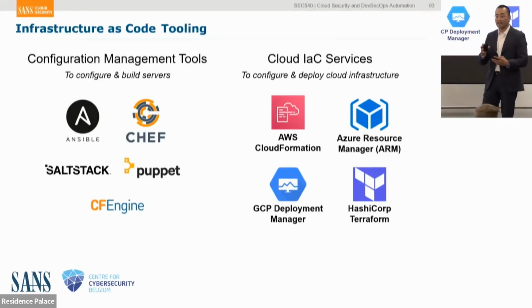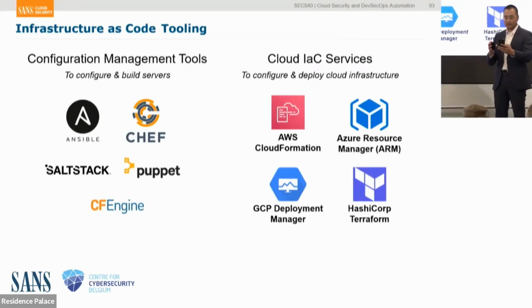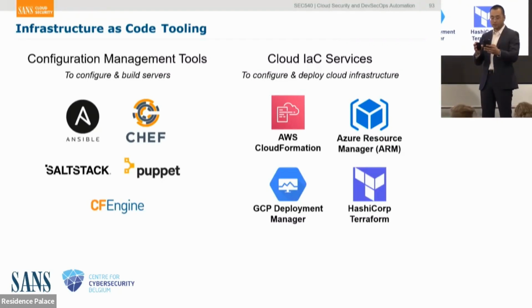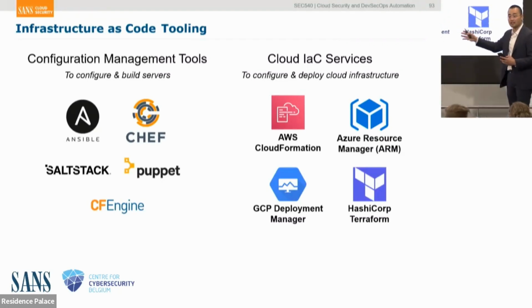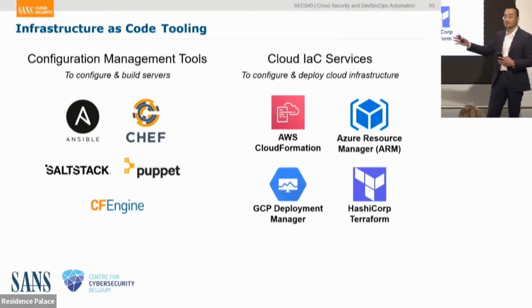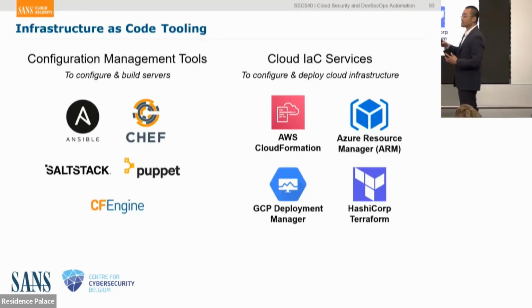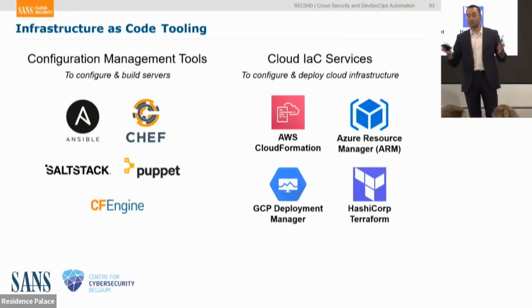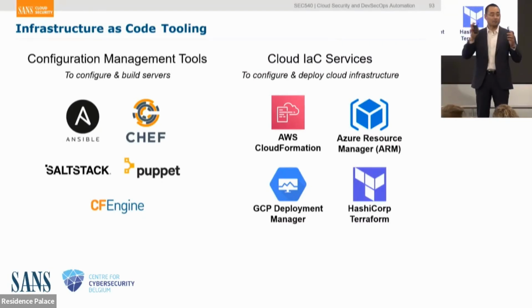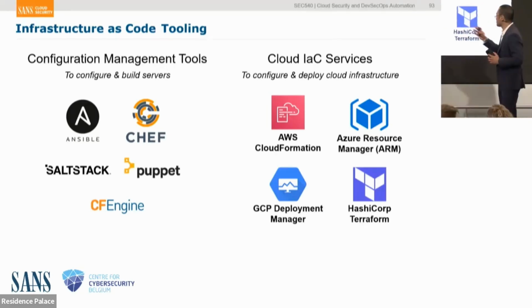But once you do that, the catch is you've then got to deploy those servers to where? You've got to deploy them to your environment, and in our case, what we're talking about is your cloud environment. So on the right-hand side, you've got various cloud-based infrastructure as code tools, and the cloud providers all have their specific version. AWS has CloudFormation, Azure has Azure Resource Manager, Google has Google Deployment Manager.